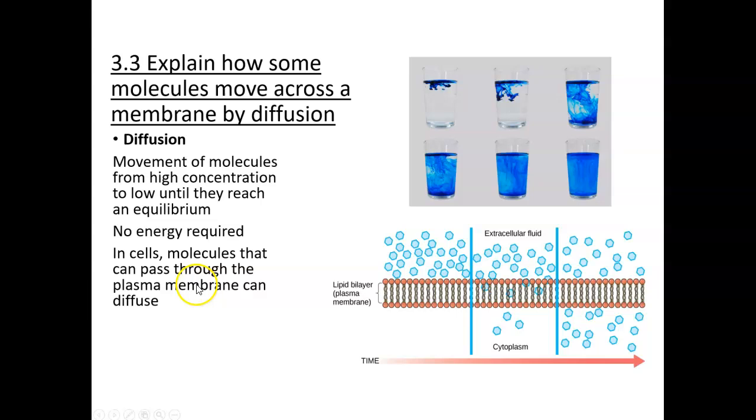Molecules that can pass through the plasma membrane can diffuse, so they can move either way. Oxygen is a really good example. Oxygen, O2, is a small molecule. It can pass through the membrane. So if there's a high concentration outside, eventually enough molecules will diffuse in that you'll have the same concentration of oxygen on both sides.